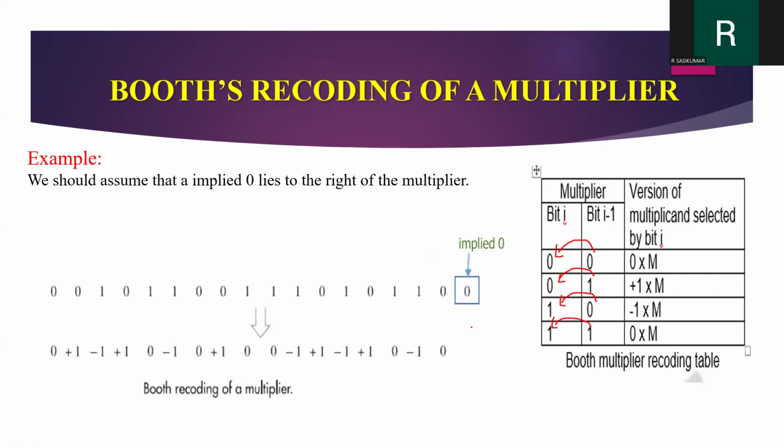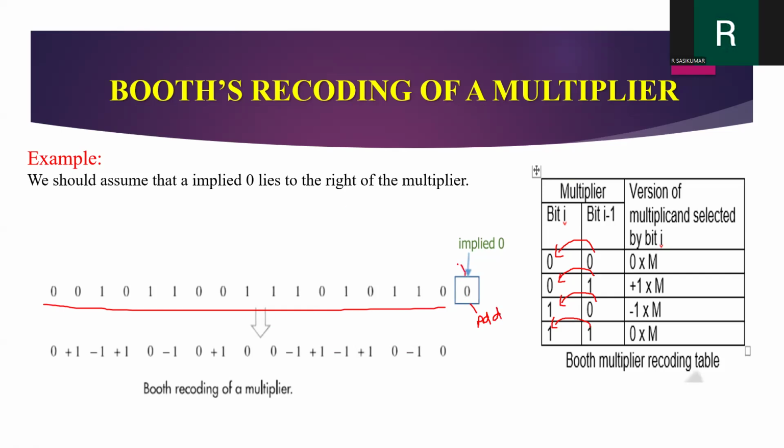Now take one example. We should assume that an implied 0 lies to the right of the multiplier. This is an example, right? So in this example, we add one extra 0, that is called the implied 0. Now you have to take 2 bits at a time.